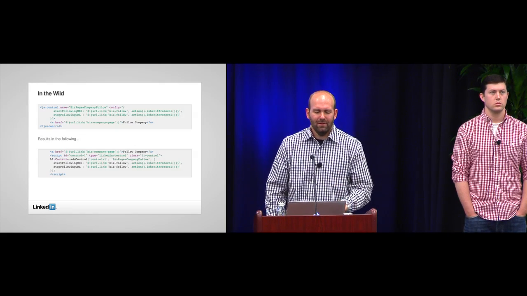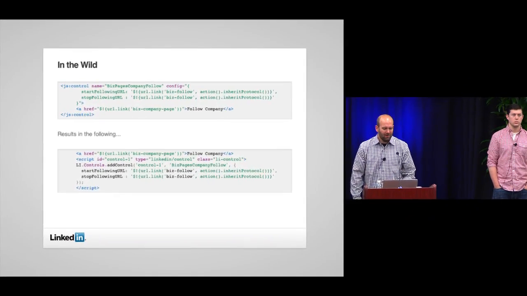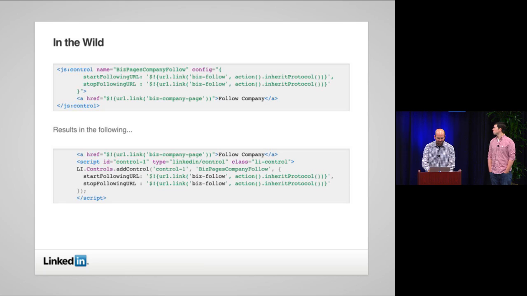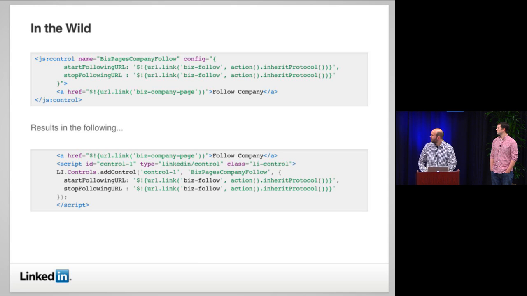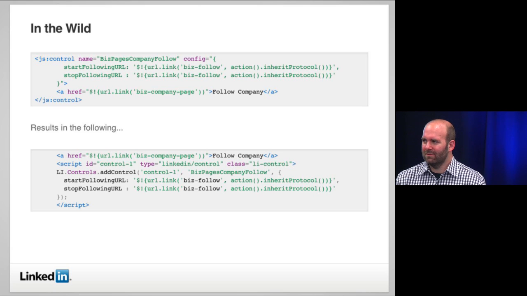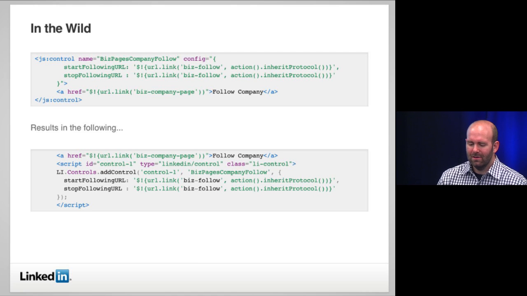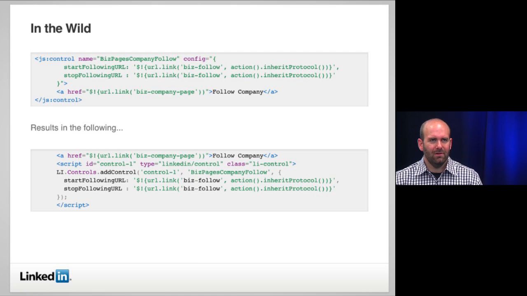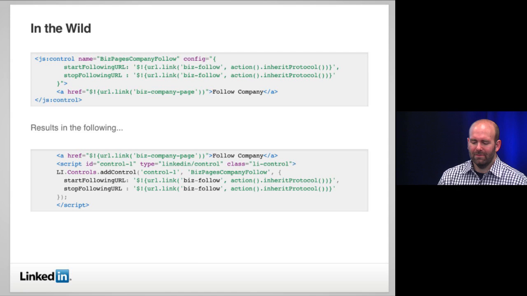So what we're going to do is dive in to the actual control. And this is a little small, unfortunately. So let me see if I can punch up the size here. It's a little better. Cool. So what we're looking at here is a JS control. This is in a JSP. This happens to be the business pages, company pages follow button. So the follow button has two URLs for toggling starting and stopping following. And when you use that JS control, the second block is the output that you get.